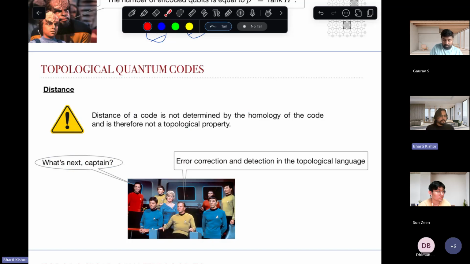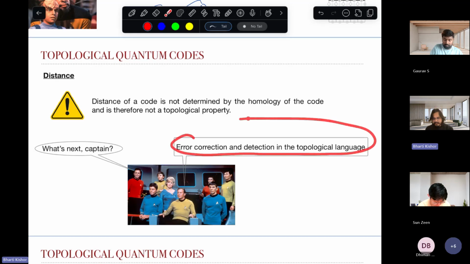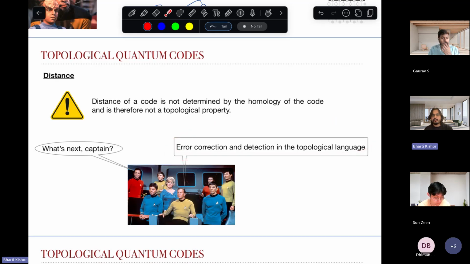We are going at a very slow pace, but still it's a powerful machinery that's helping us cover many things that took a lot of time in the previous sessions. Maybe in another 10 minutes or so we will be able to finish today's session. So what's next? The next thing is error correction and detection in this topological language.